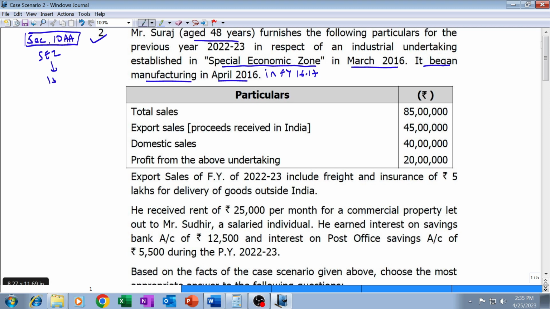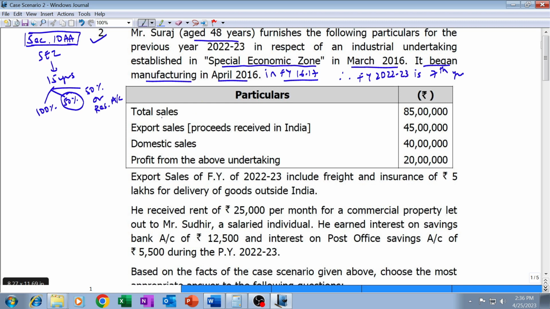We know pretty well deduction under section 10AA is allowed for 15 consecutive years. First 5 years it is 100% of the eligible profit. Next 5 years 50% of eligible profit, and balance 5 years 50% of eligible profit or amount transferred to Special Economic Zone Reinvestment Reserve Account, whichever is lower. Now financial year 16-17 is the first year, therefore financial year 22-23 will be the 7th year. Since it is the 7th year, deduction will be 50% of the eligible profit.